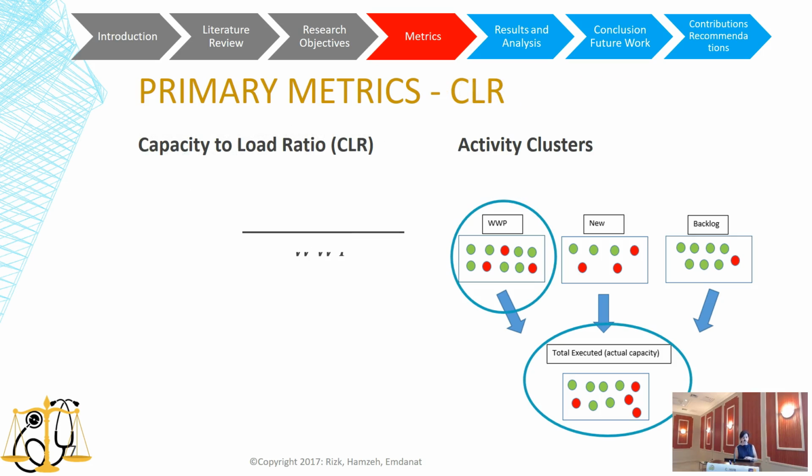This metric is a comparison between the chosen load with the actual capacity. It is calculated by dividing the total number of activities executed this week by the number of activities on the weekly work plan. Note that in this study we are measuring the allocation of resources through the number of tasks.